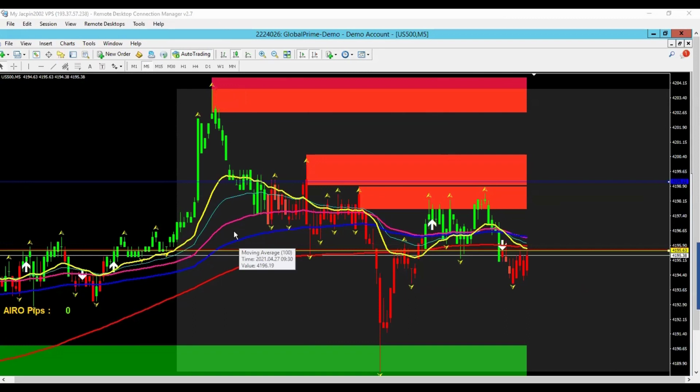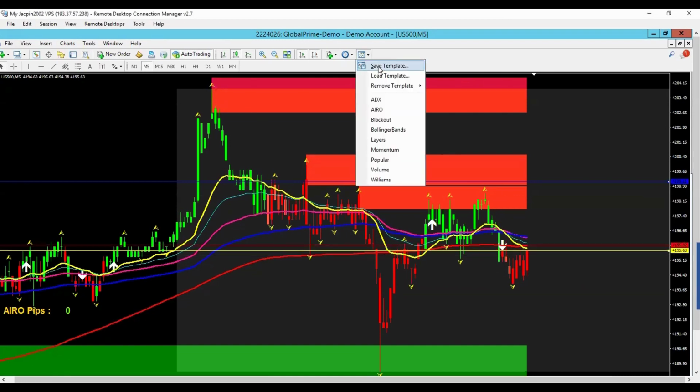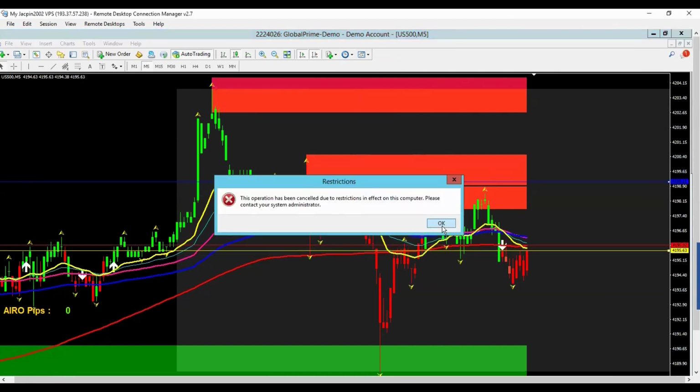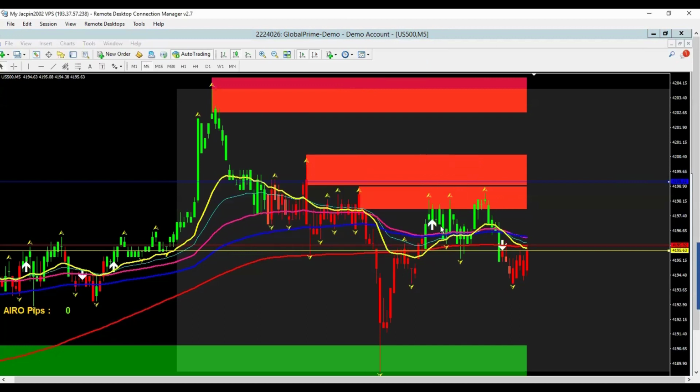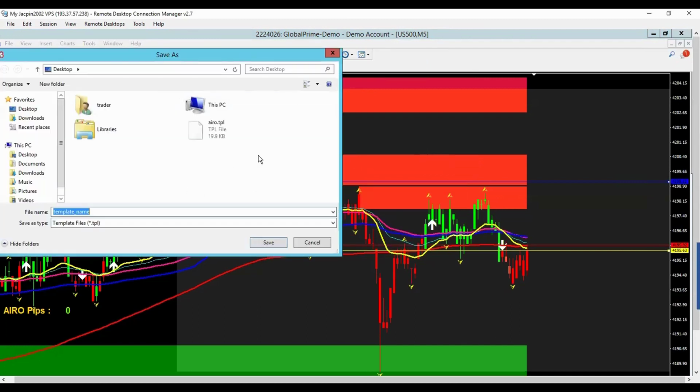And do I set them on a template? Yep, I do, James. So I have my own saved template. If you want to save a template, you go to Save. You're going to get this little error. That's okay. All this error means is that you do not have the ability to save your templates in the MT4 data folder. That's why we're restricted from that. But if you hit OK, you can save it on the desktop of the VPS, which is what I did. And when you want to get your template, you load from the desktop.